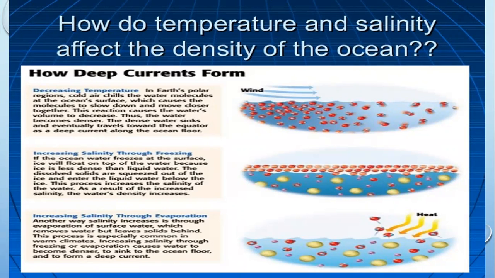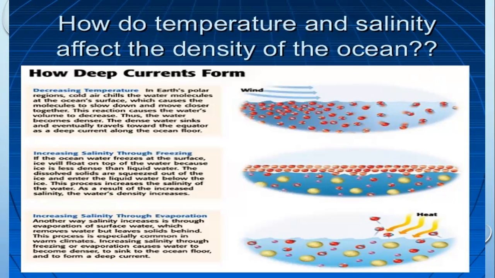There is an increase in salinity because of freezing. And in the third point, you see that there is an increase in salinity through evaporation. Now see, students, the decreasing temperature in the polar regions is because of the chilling winters and water molecules. Because of this, the water molecules at the ocean surface slow down, and they move closer and closer.